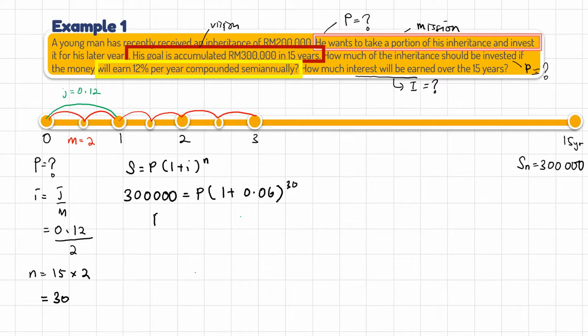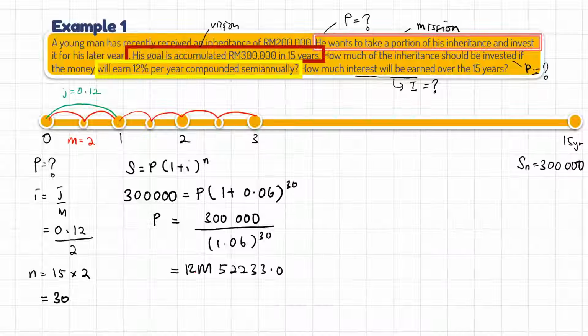Simplify the equation, you will get P equals 300,000 over 1.06 to the power of 30, and it will become RM52,233 and 4 cents. So this will be the amount of money that he should invest in order to achieve his goal, which is to accumulate 300,000 ringgit in 15 years.